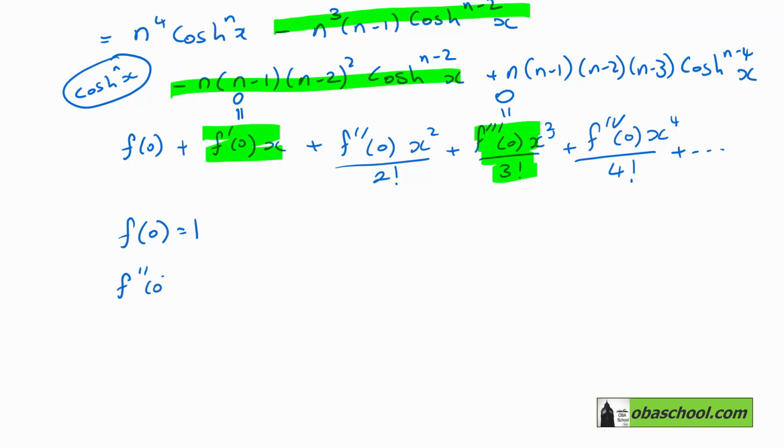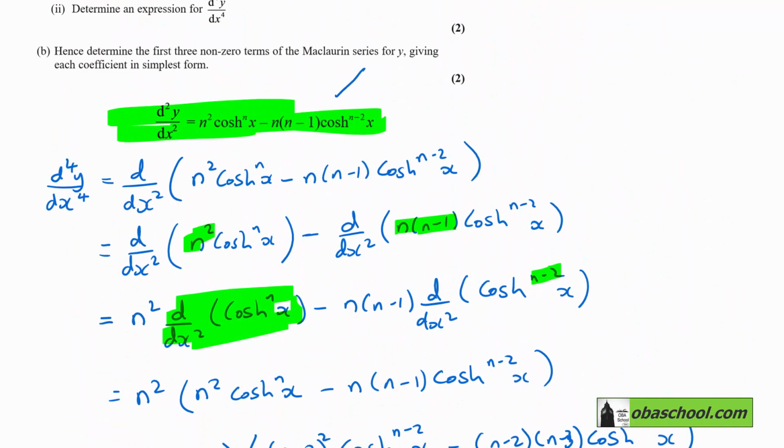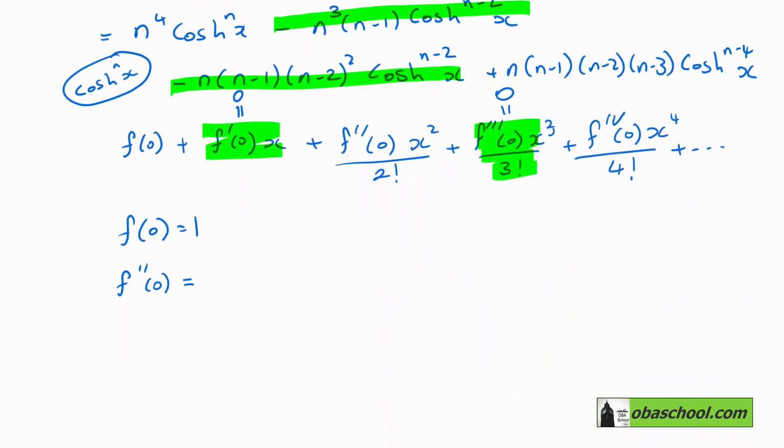F double dash 0. Okay, so that's using our second differential formula just here. So that's going to be n squared times 1, take away n minus 1. So that's going to be n squared minus n squared plus n, which is equal to n.